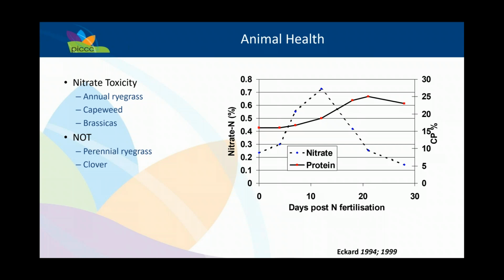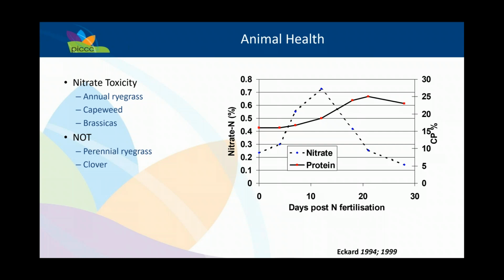Don't go from a low fertilized, poor species composition paddock with low crude protein and put the animals straight into a paddock that's got lush spring annual ryegrass fertilized heavily with nitrogen. You're looking for trouble right from the beginning.